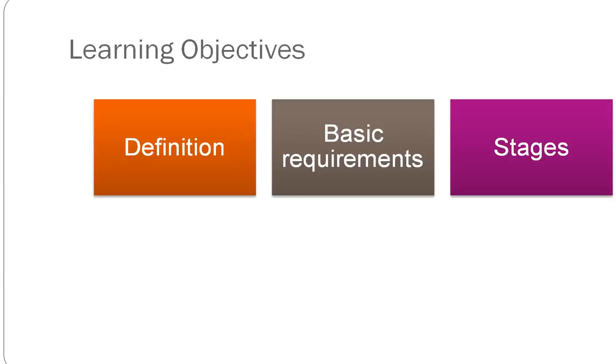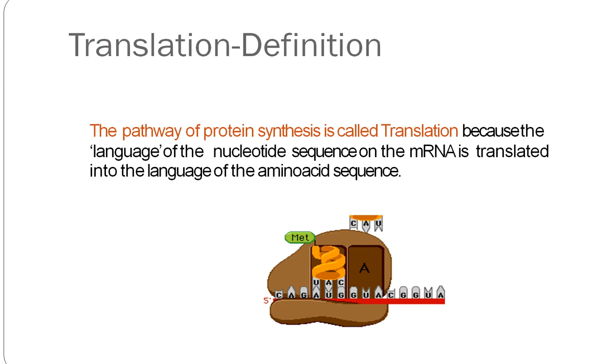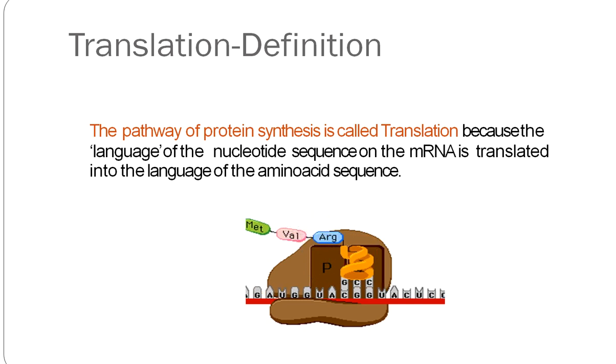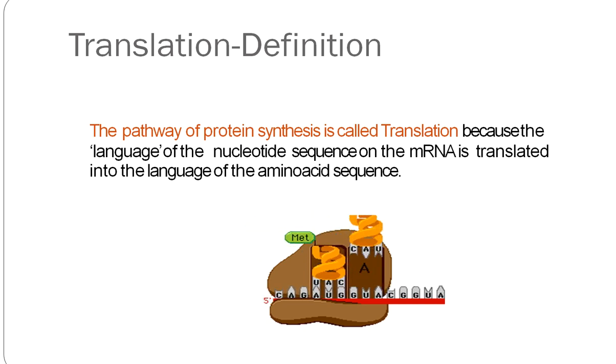Now, learning objectives. After this lecture, you should know what translation is, what the basic requirements for it are, and the stages of translation. So, first, the definition. The word translation means to translate into a language which can be recognized or understood. So it is the pathway of protein synthesis, where the language of the nucleotide sequence on the mRNA is translated into the language of the amino acid sequence.